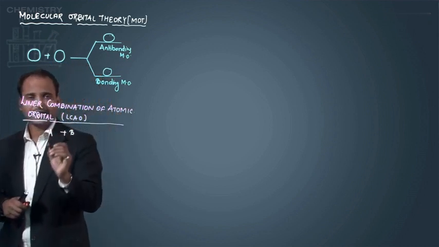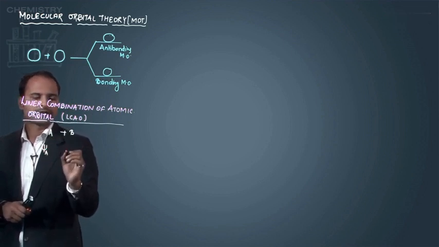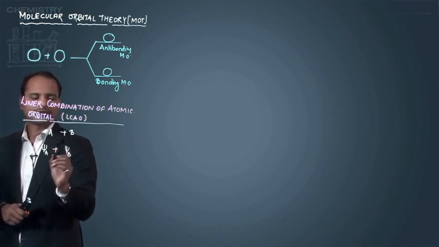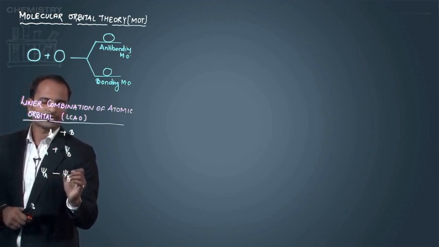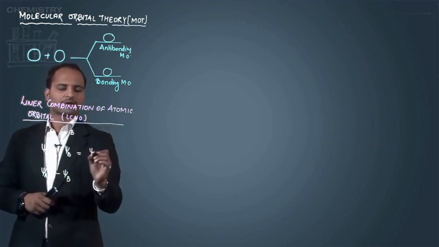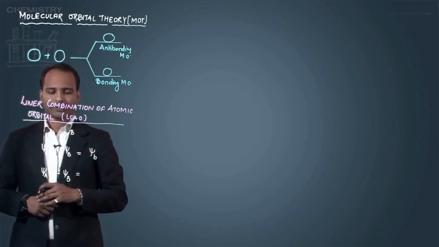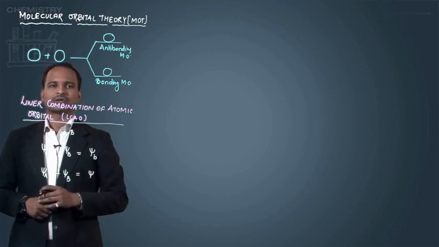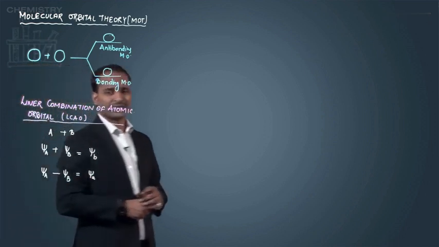Here the wave function of atom A is psi A, and the wave function of atom B is psi B. Either these wave functions undergo addition or they undergo subtraction. According to LCAO, when they undergo addition, attraction takes place, so the molecular orbital which forms is bonding, with lower energy. But when the atomic orbitals undergo subtraction, repulsion takes place and the energy rises; the molecular orbital which forms is called the anti-bonding molecular orbital.